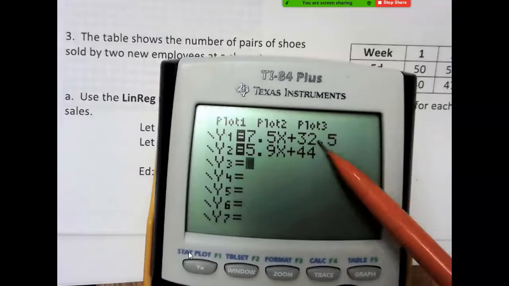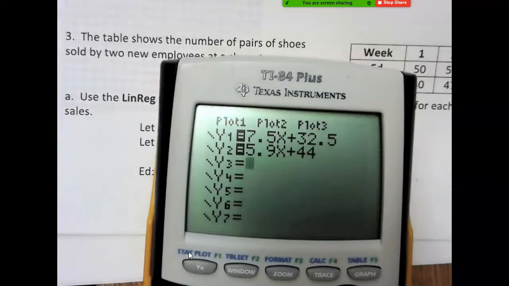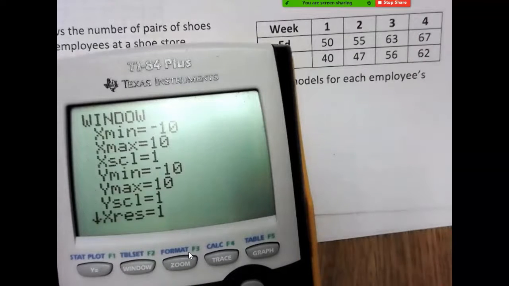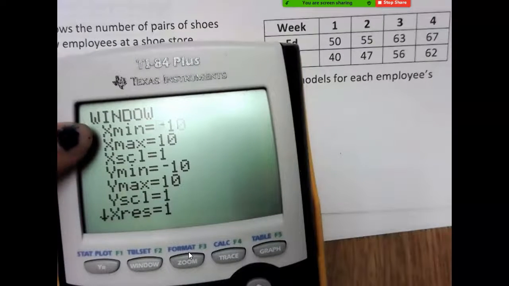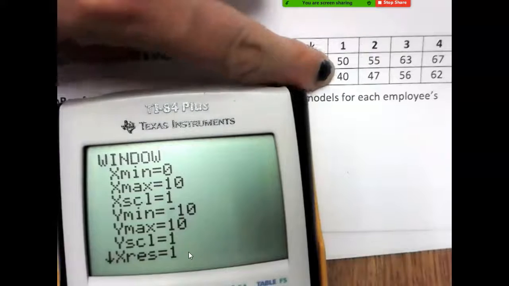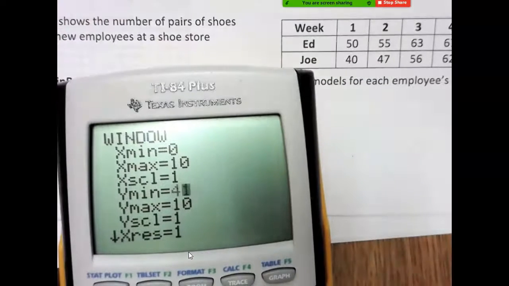So identifying with my data, my X values are the weeks. So that's 1, 2, 3, 4. So for my window, my X min, we're going to change it to 0, because you're never going to have negative time. And then my Y values, well, they're never going to sell negative shoes, and it looks like the least number sold was 40. So I'll make my Y min 40. And my Y max, I'm going to take out to 100, because I don't know when they're going to sell the same number.